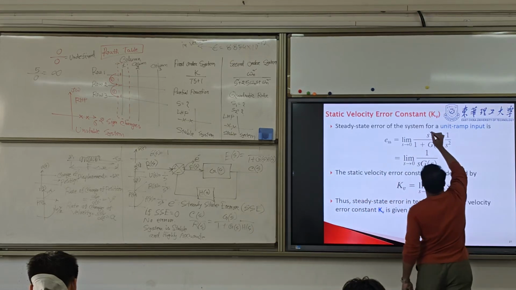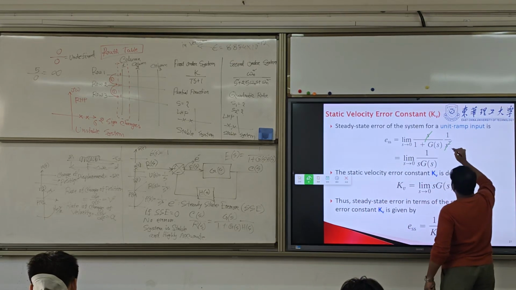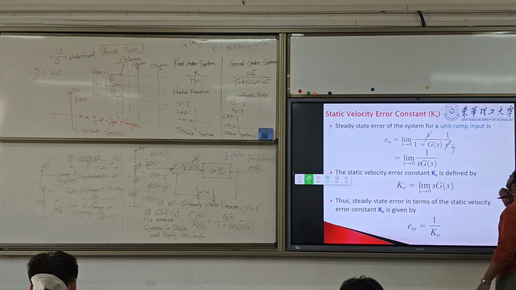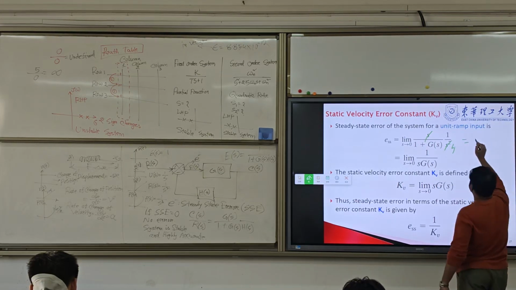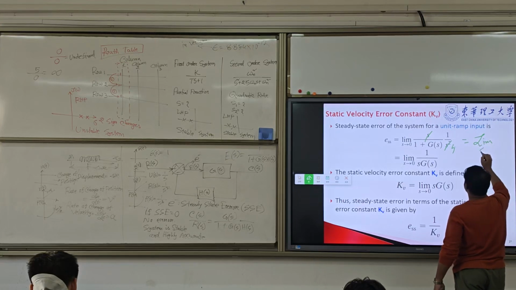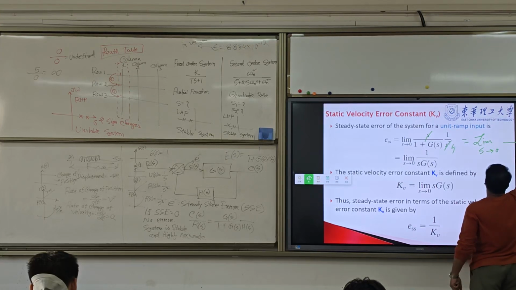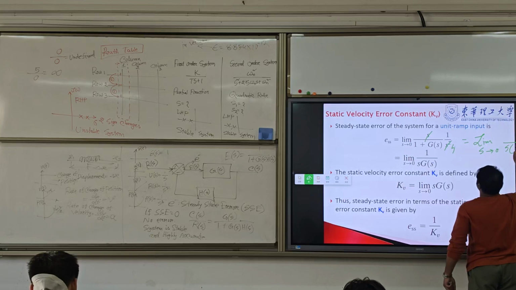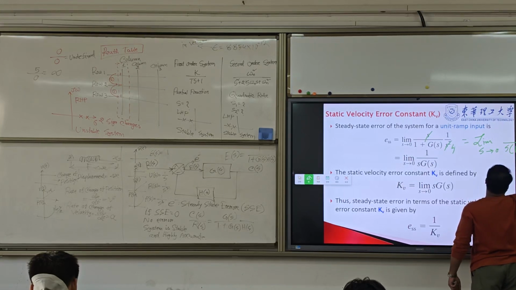Look, this will be S. So it is the limit as S tends to 0 of S. But how do you get it? Look, this is nothing but the limit as S tends to 0 of 1 by S into 1 plus GS.